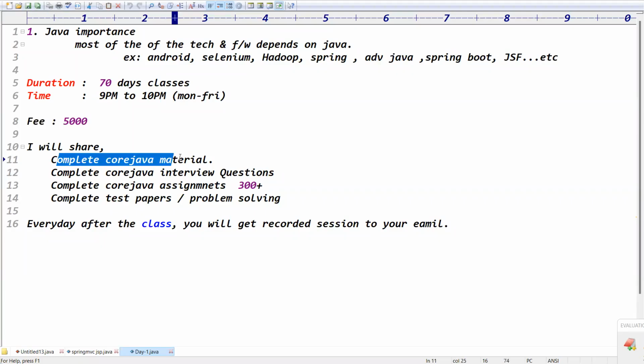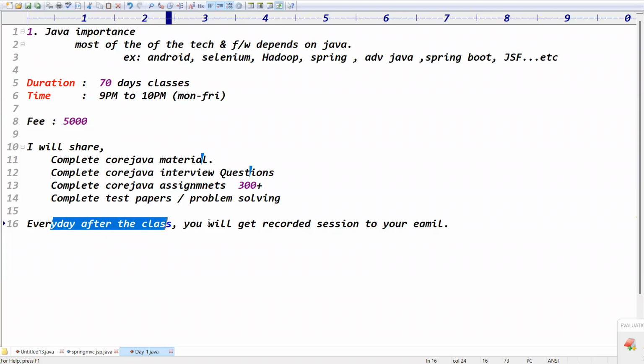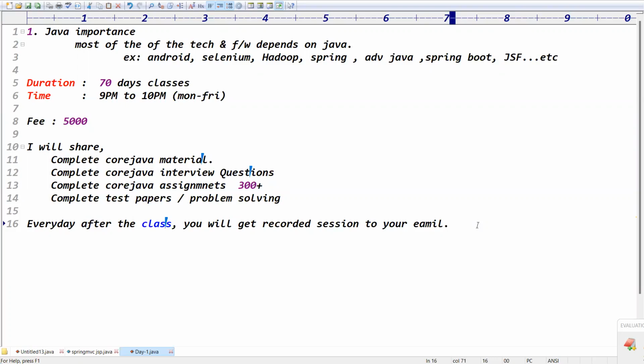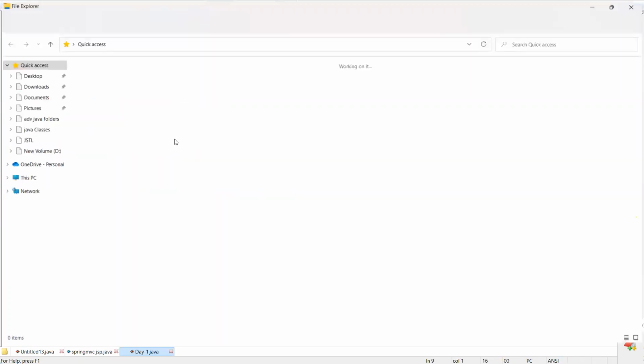I showed you the core Java material yesterday, right? The complete core Java material will be shared. Core Java interview questions will be shared. Core Java assignments will be shared. Complete test papers will be shared, and problem-solving skills will be shared, right? Every day after the class, you will get the recorded session to your mail ID. Yes or no? This is the point.